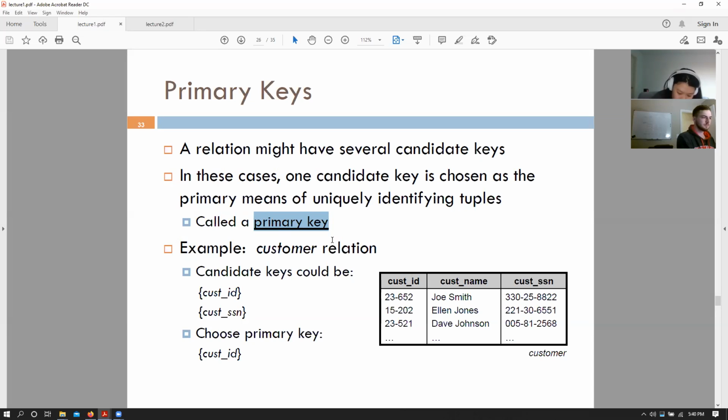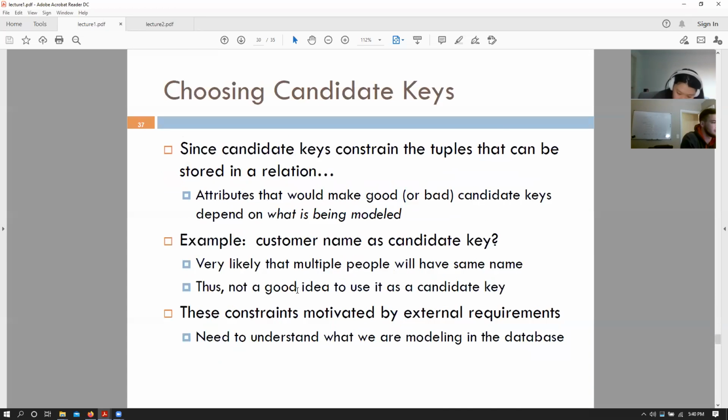Does that make sense? Yes. So we have customer ID, customer SSN, and we chose customer ID to be our primary key. Okay. So at any point in time, you can just assume that a candidate key is just another primary key which we are not using, basically. So can customer name be a candidate key?